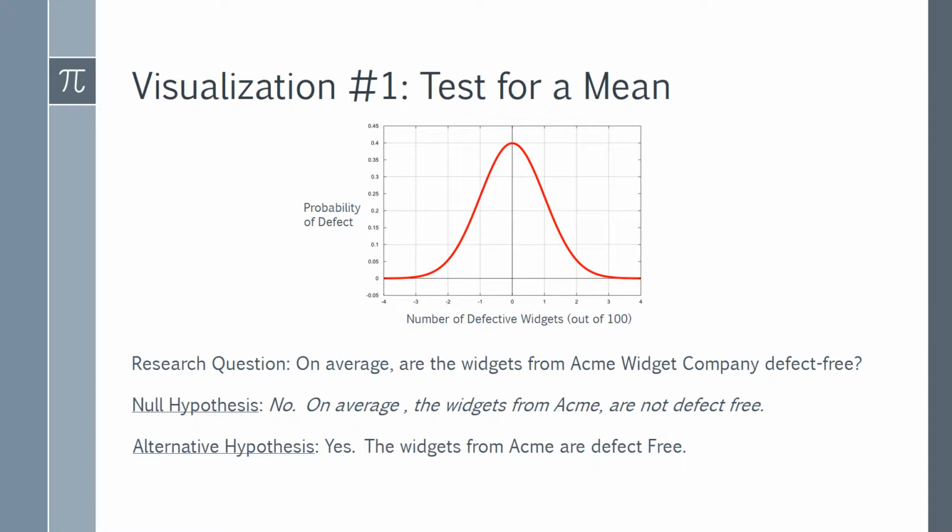And as you will see, for every 100 widgets, the mean is 0. This rejects the null hypothesis. Therefore, the widgets are defect-free, as the answer states.